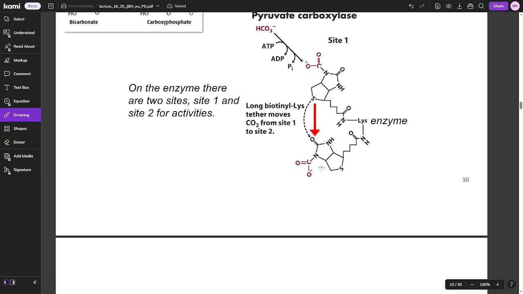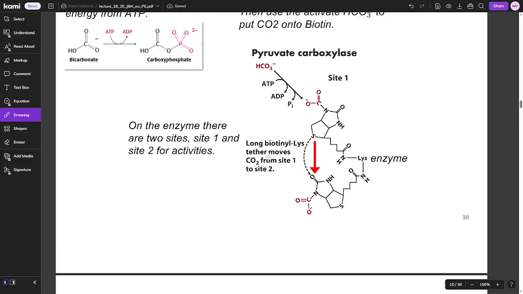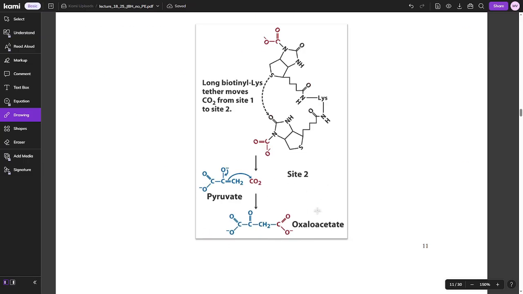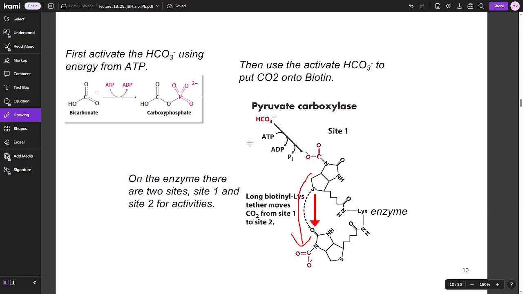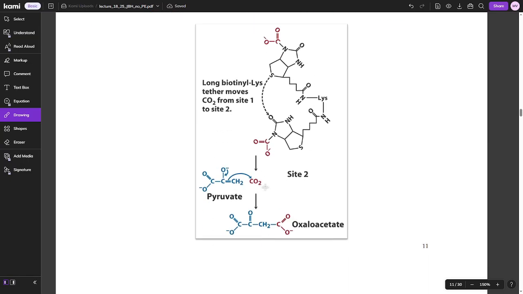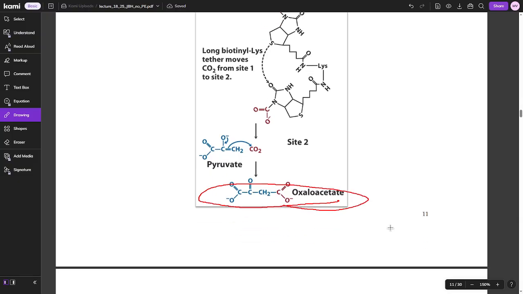And then that biotin basically acts as a swinging arm. You can think of it as a lever; it goes from one place to another. At site 1, it does this whole reaction here. By moving to site 2, it does this separate transferase reaction, where it takes pyruvate in the enol form, and then it forms this oxaloacetate molecule.